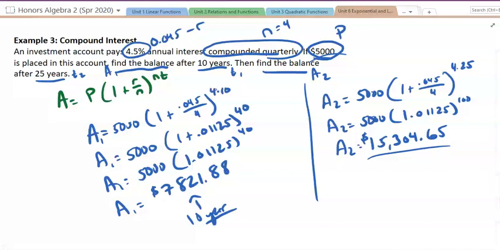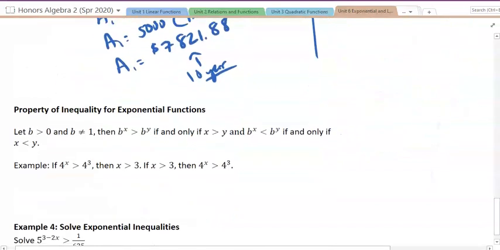Smaller amounts, smaller percentages won't be as much, but again, if you're dealing with 4, 5, 8, 10, 12% over those monthly compoundings, then you're going to gain that a lot sooner. Okay.